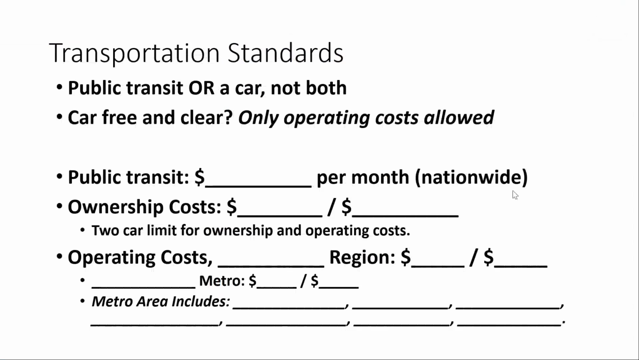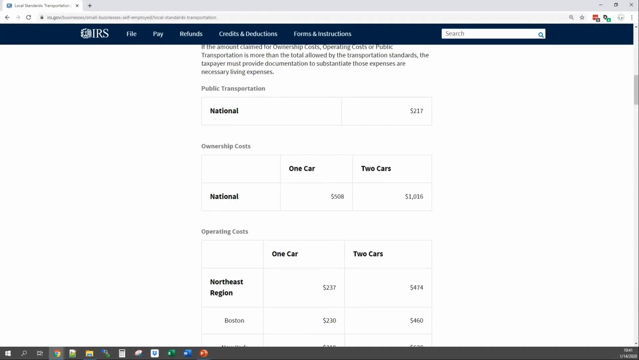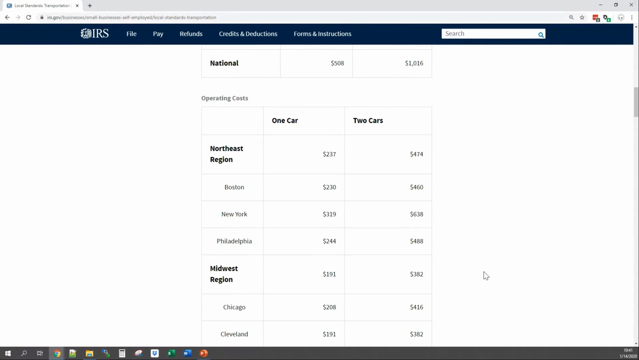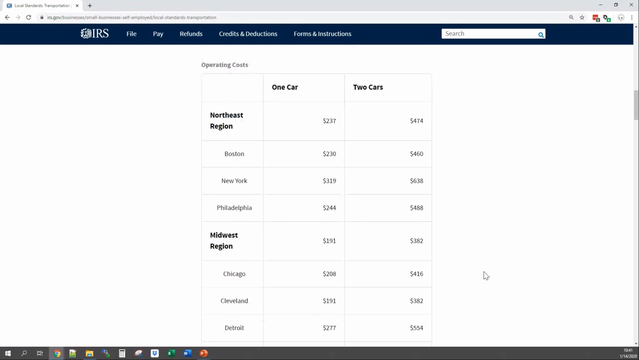Now, separate from the car ownership are the operating costs. So insurance, gasoline, oil changes, regular maintenance, all those fun things. Those are regional. Okay, and you'll notice here that the regions have like sub regions.